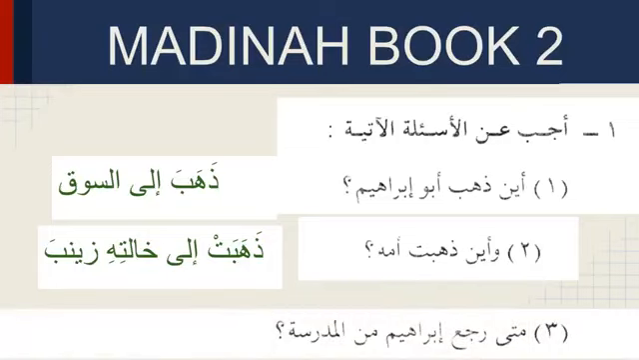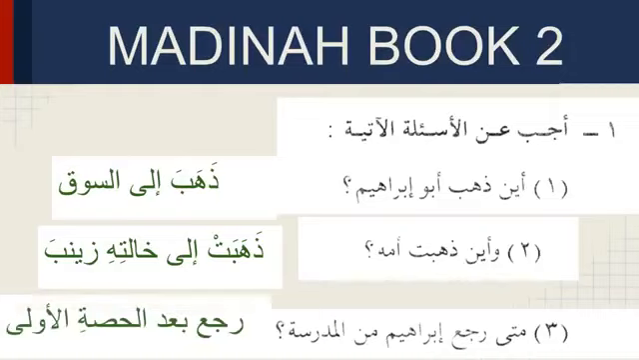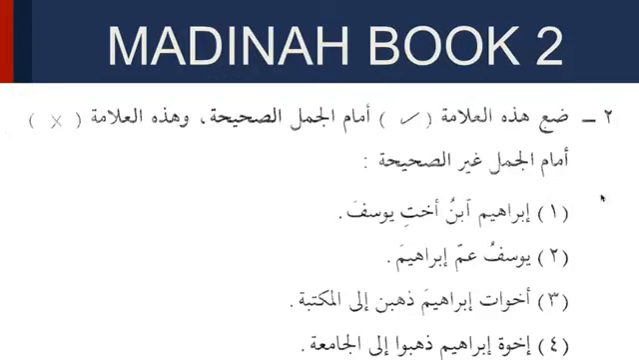So mata raja'a Ibrahim min al-madrasa? When did he return? So we know he returned. Raja'a ba'da hissatil ula. See, he returned after the first lesson or first period. So we're going to answer these questions, whether they are right or wrong, from the dars. So, Ibrahim ibn Ukht Yusuf. See, ibn Ukhti Yusufa. So Ibrahim is the son, then mudaf, and we have Ukhti as mudaf ilayhi, and it is mudaf, and Yusufa is again mudaf ilayhi. Why is it Yusufa? Because it is diptote.